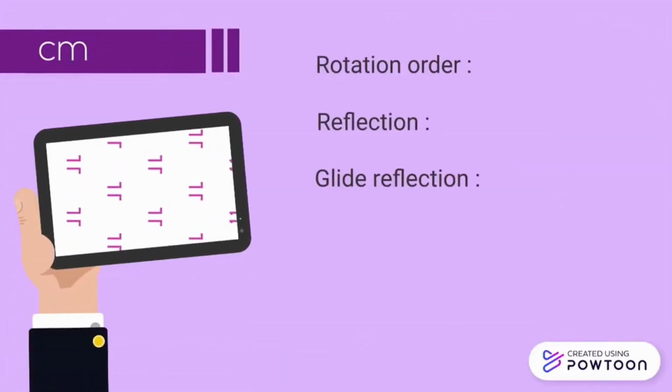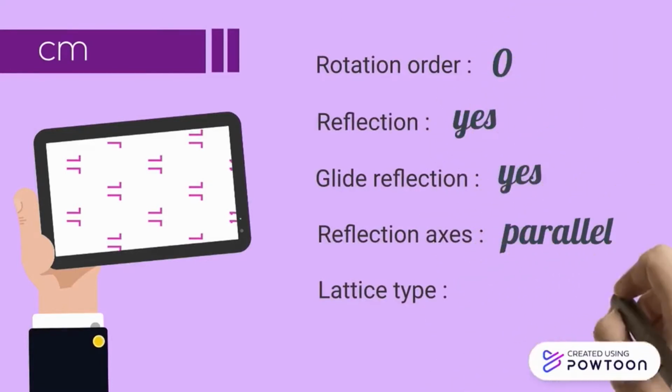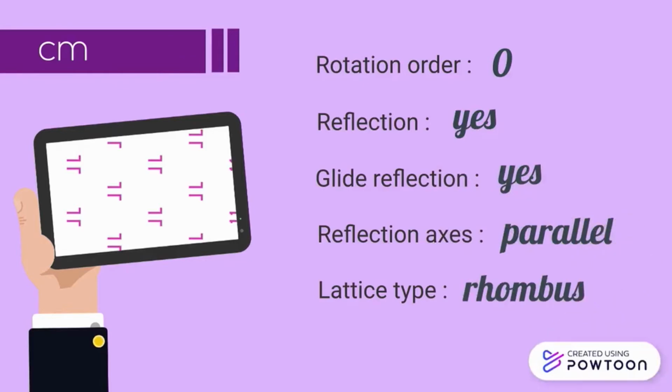CM. There are no rotations in this group. However, it contains reflections and glide reflections with parallel axes. The translations may be inclined at any angle to each other, but the axes of the reflections bisect the angle formed by the translations. So the fundamental region for the translation group is a rhombus.